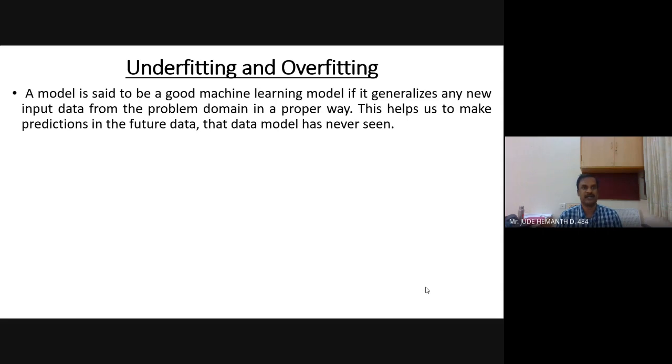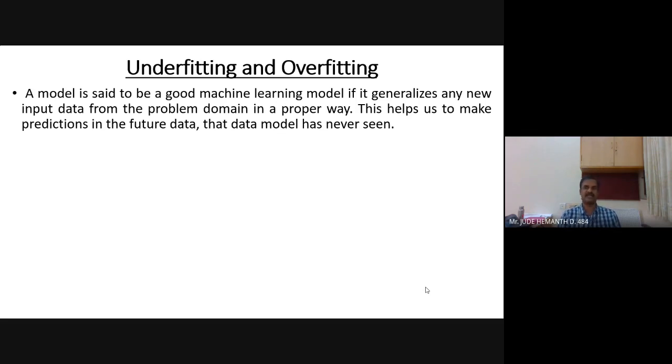You know that a model is said to be a good machine learning model if it generalizes. Last session we saw the generalization concept. So I kindly request you to go through the PPTs also, because the words and sentences which I'm using in this session build on the previous session's explanation. So it will be better if you have a prior understanding of this.